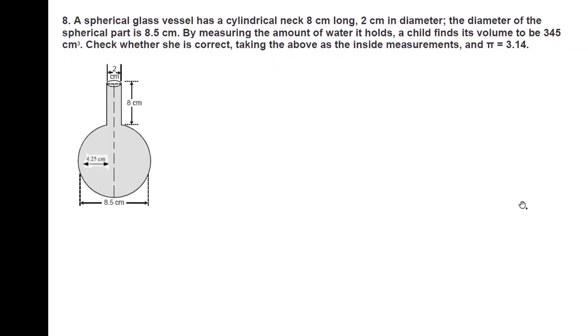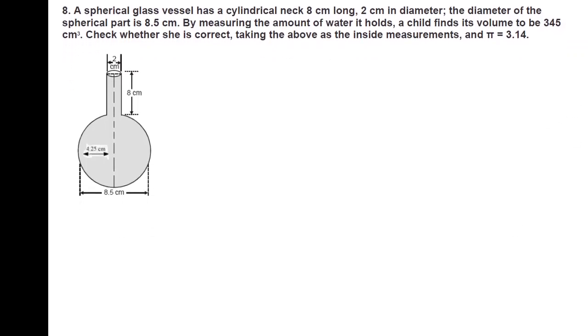So the last one, question number 8. A spherical glass vessel has a cylindrical neck 8 cm long, 2 cm in diameter. The diameter of the spherical part is 8.5 cm. By measuring the amount of water it holds, a child finds its volume to be 345 cm³. Somebody has found the volume of the water this vessel can hold, that is 345 cm³. Check whether it is correct.